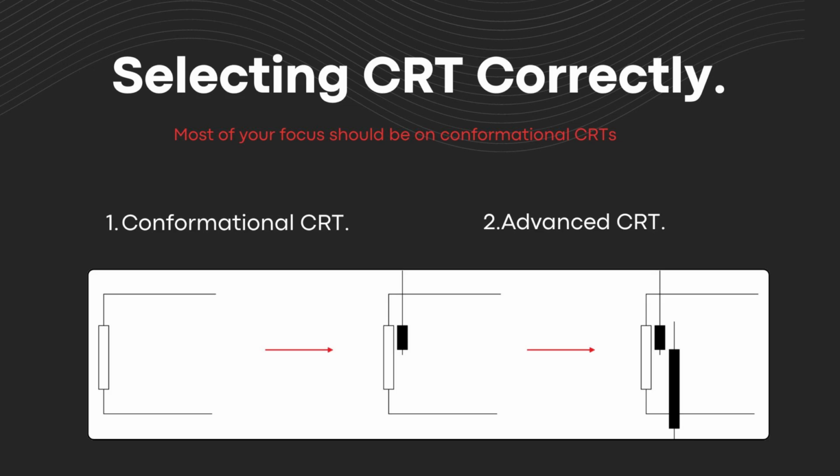Now let's get back to the topic and let's discuss how to select CRT properly. Now when selecting CRT, you can have two approaches, right? Each approach and method has its own pros and cons and a definite technique to trading it or using it, right? The first one being the confirmational CRT and the second one being the advanced CRT. Now let's move on to the next slide and let's discuss each one in detail.